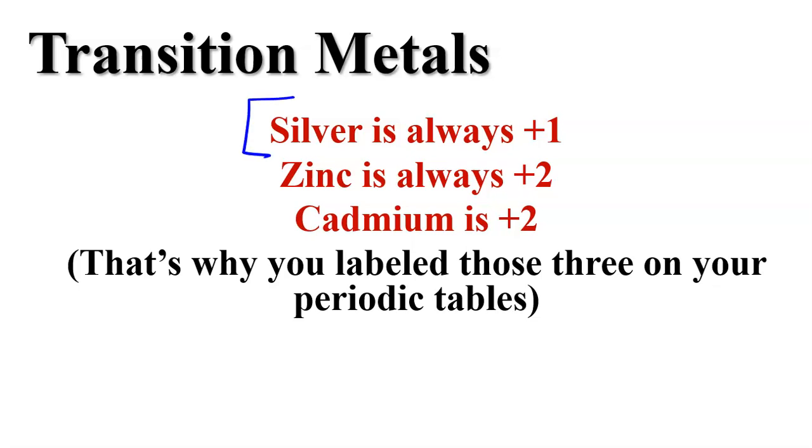So these are the ones you need to know, okay? Silver is always +1, zinc is always +2, and cadmium is always +2. This is why we've labeled these on your periodic table. And if you didn't, then you need to go back to day 3, and rewatch that and follow along, okay?